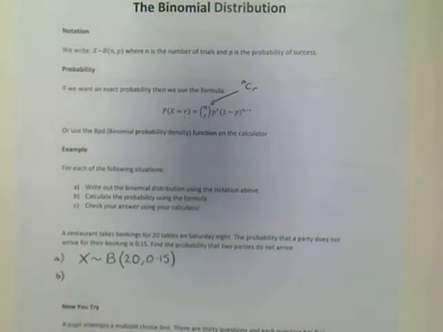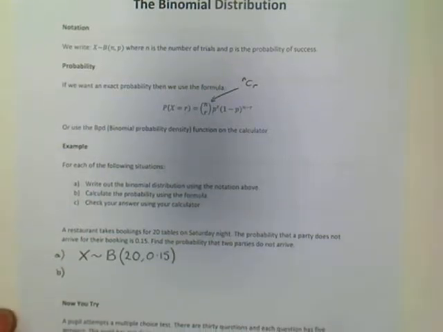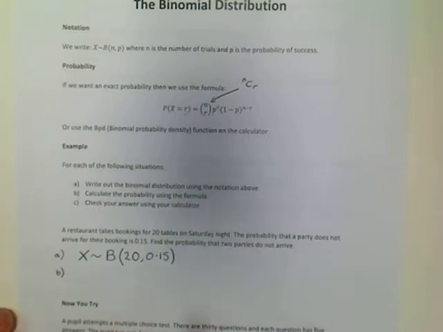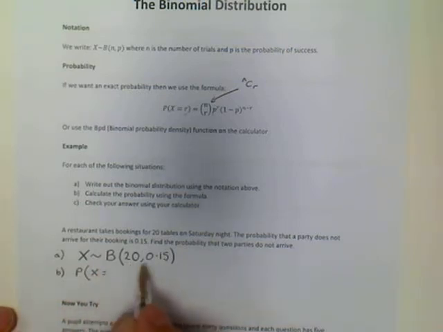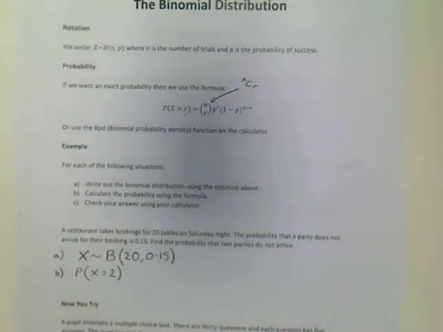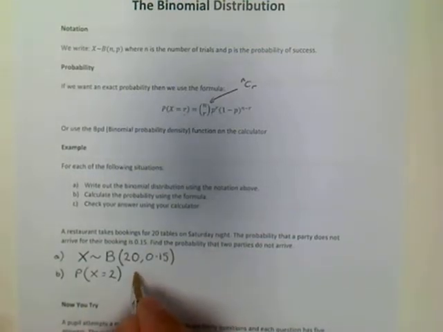Right, okay, so let's do part B. I need to now check the probability that 2 parties do not arrive. So actually what I'm checking for is the probability that, of these 20 tests, 2 of them are true. So that is what I'm trying to work out. Exactly 2. Okay, and I'm going to use the formula to do this.